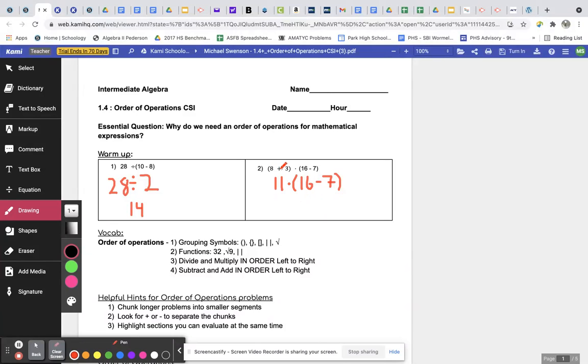All right, so we did 8 plus 3, we got 11. 6 minus 7, we've got 9. And 11 times 9, well, let's see here. 11 times 9, go ahead and multiply that out. 9 times 1 is 9. 9 times 1 is 9, so 99.